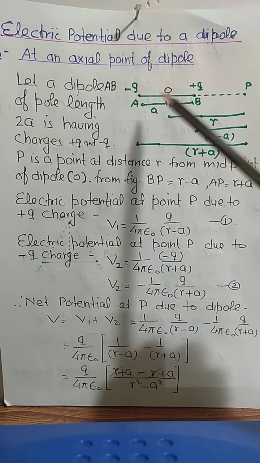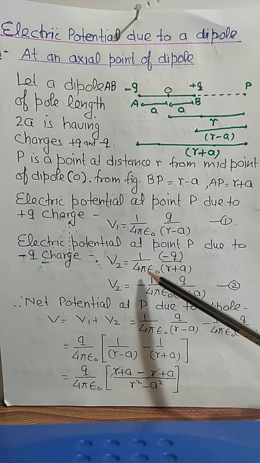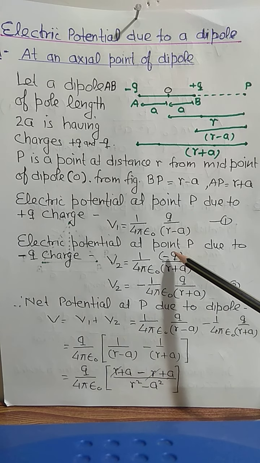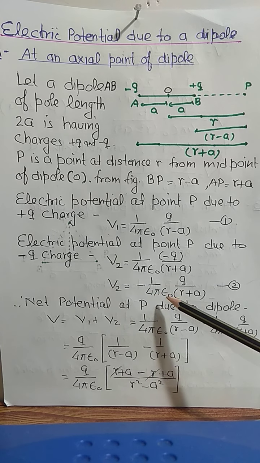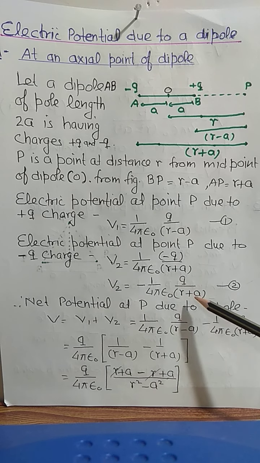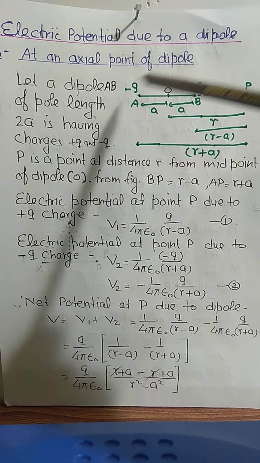Potential at P due to minus Q charge will be what? V2 is equal to 1 upon 4 pi epsilon naught, minus Q upon R plus A. That is minus 1 upon 4 pi epsilon naught Q upon R plus A. Equation number 2. So what is the net potential at this point P due to this complete dipole?